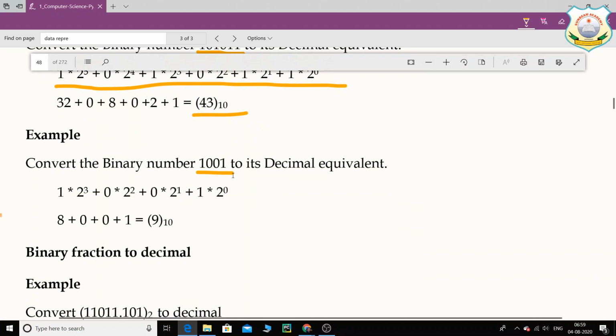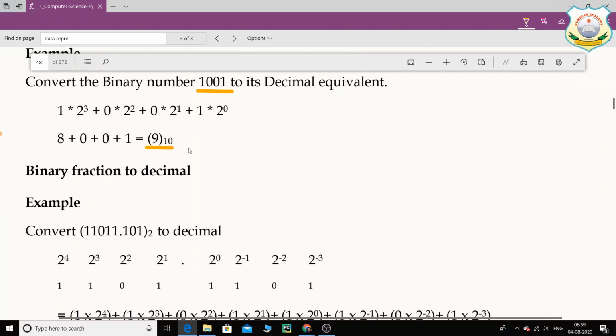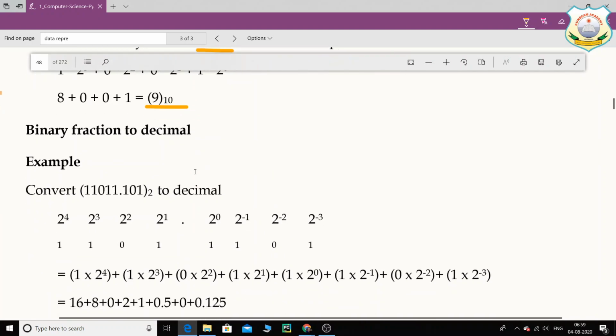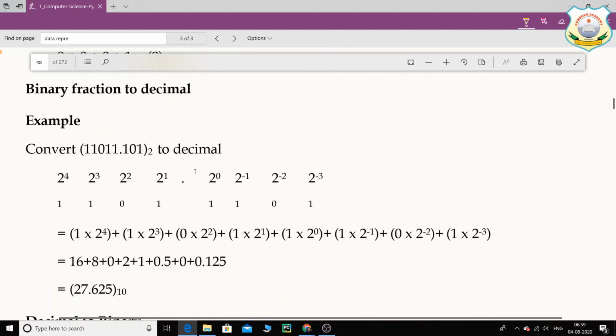Another example they have taken is 1001. This is 4-bit, so 4-bit is 1 nibble, and we can easily guess that this is 8 and this is 1, so 8 plus 1 is 9. This is very simple. And then another way, how to handle binary fractional values. How to convert the binary fractional to decimal.